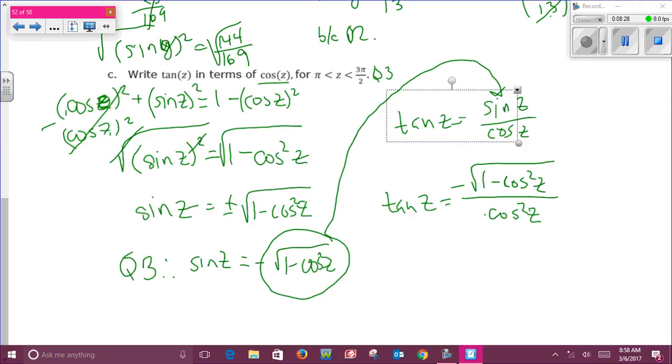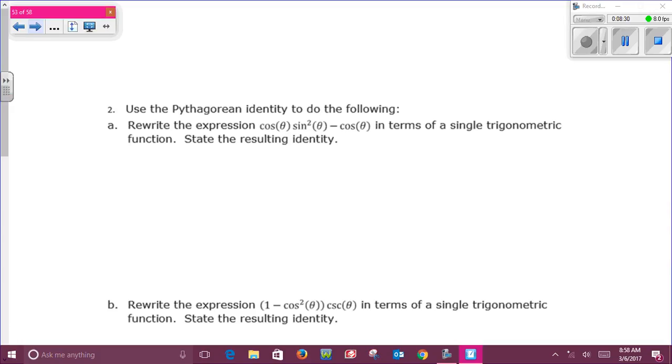Next page. We're only going to do the top 2 problems and then we'll be done. So we're going to use the Pythagorean identity to do the following. Rewrite the expression cosine theta times sine squared theta minus cosine theta in terms of a single trigonometric function. State the resulting identity. All right, so what this means is we need to get everything in terms of only sine or only cosine. Since sine is squared, I can rewrite it.